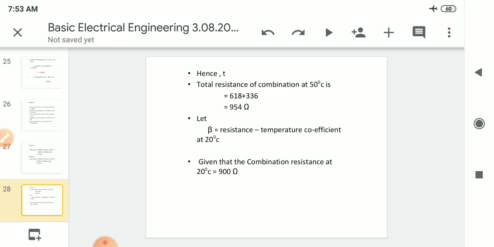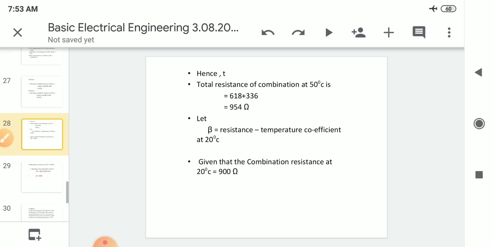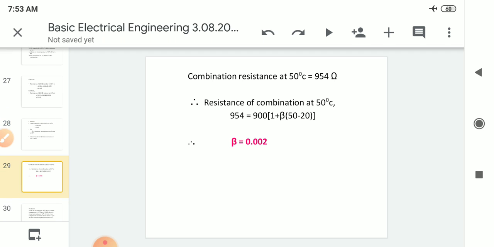Let's take beta as the temperature coefficient of resistance at 0 degrees centigrade. Then the combination resistance at 90 degrees, substitute the value of the equation. We are getting the value as 0.02.